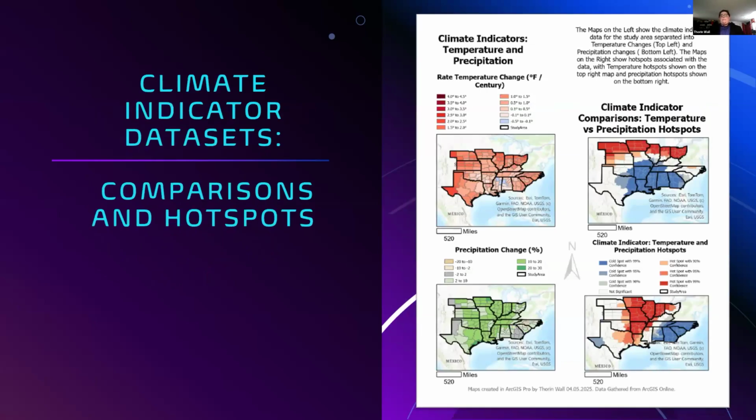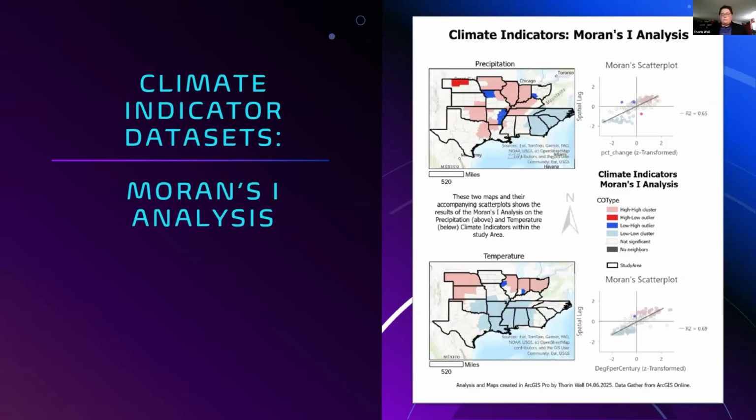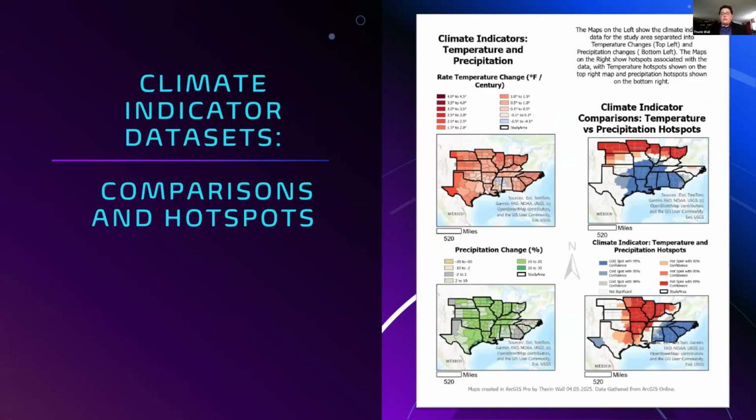Okay, so then I looked at the climate indicator data sets, which just showed rates of change over a century. So these are not on the same timeline as the other ones. And so with the temperature hotspots, I noticed an increase in temperature along the northern border. There's more hotspots along the northern border of the study area, whereas with precipitation, I noticed there's more hotspots in the center of the study area as well as the northeast.